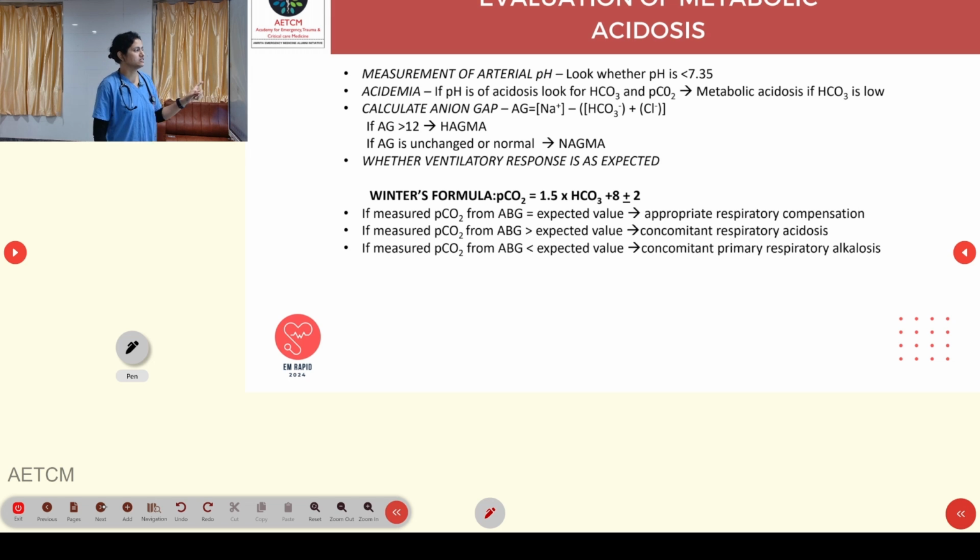It is by Winter's formula. Winter's formula is PCO2 is equal to 1.5 times bicarbonate plus 8, plus or minus 2. So, if measured PCO2 from ABG is equal to the expected PCO2 value, then there is an appropriate respiratory compensation. If it is more than the expected value, there is a concomitant respiratory acidosis. If it is less than the expected value, there is a concomitant primary respiratory alkalosis.